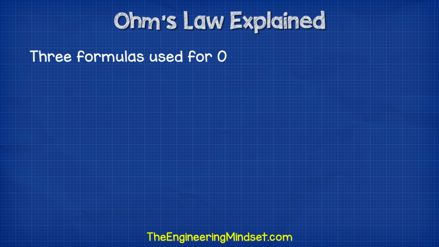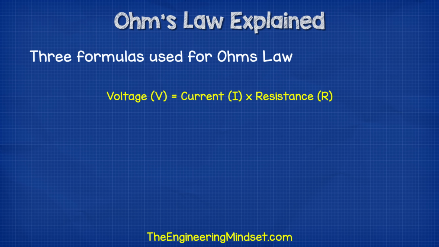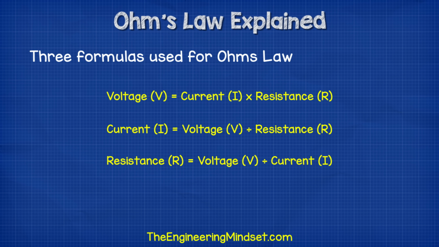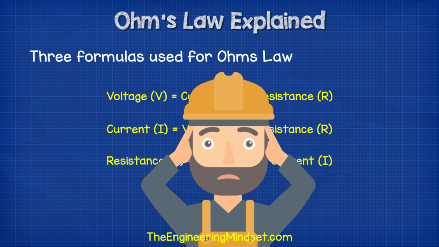Now there are three formulas we need to use for Ohm's law, but we don't actually need to remember these, and I'll show you a super easy tip in just a moment. So the three formulas we use for Ohm's law are voltage equals current multiplied by resistance, current equals voltage divided by resistance, and resistance equals voltage divided by current. If that seems like a lot to remember, then don't worry, because we don't need to remember them.